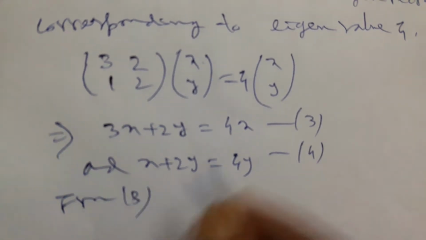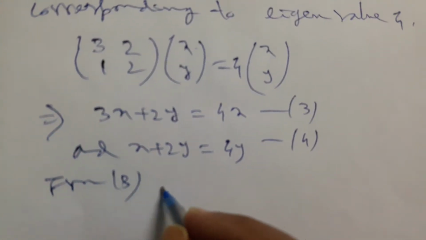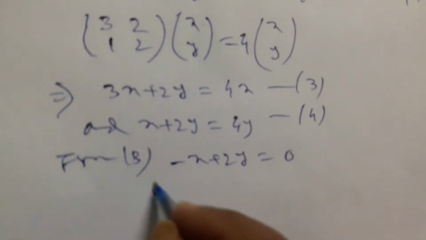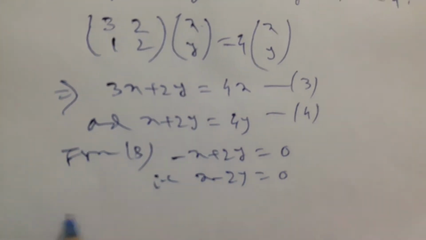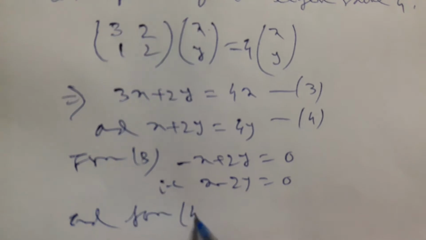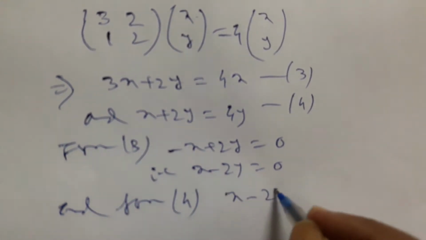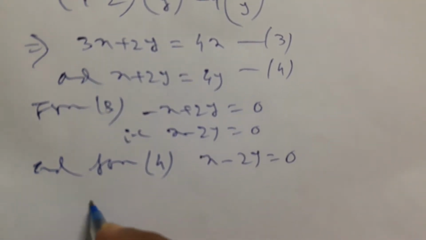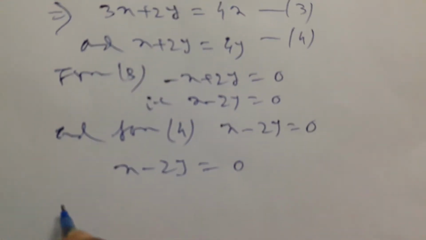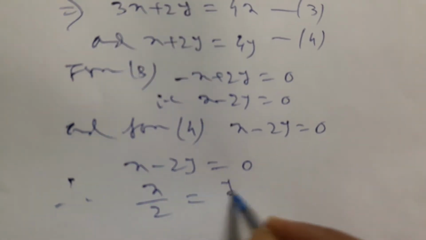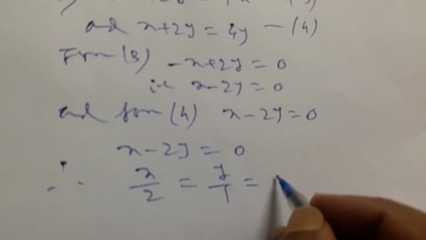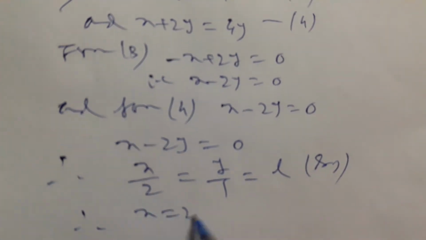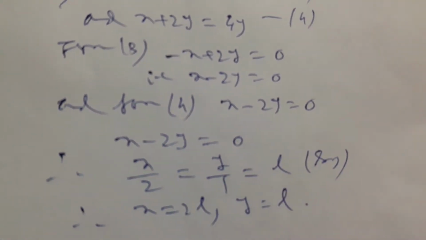From 3, shifting this part, minus x plus 2y equals 0, that can be written as x minus 2y equals 0. And from 4, x minus 2y equals 0. Both equations convert to a single equation, x minus 2y equals 0. Therefore x by 2 equals y by 1. Here we take it as L, therefore x equals 2L and y equals L.